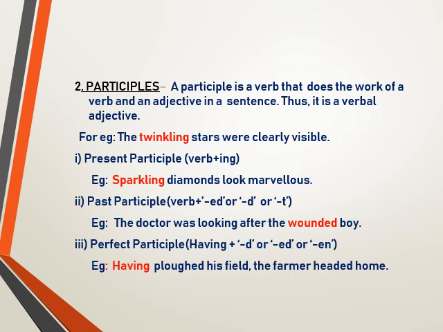Wounded is past participle. The third is perfect participle. It consists of the verb having plus d or ed or en form of the verb. For example, having plowed his field, the farmer headed home.